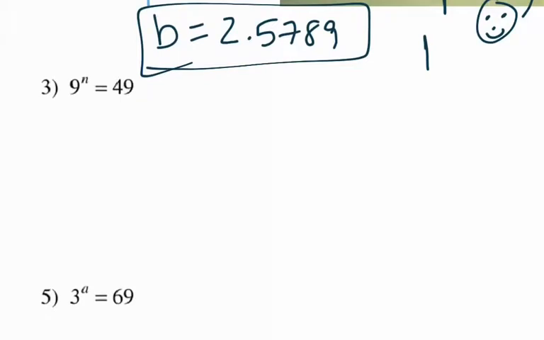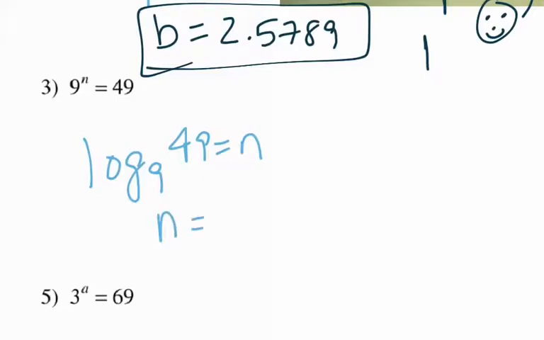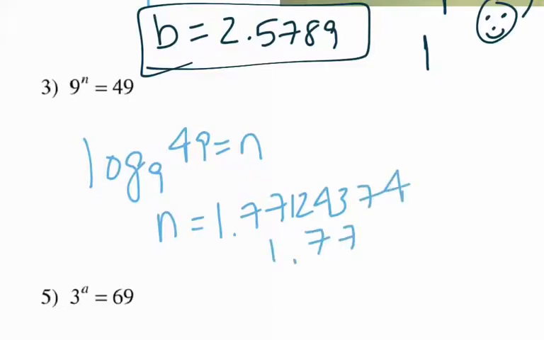In order to write this logarithmically, you would write log base 9 of 49 is equal to n, and then you would type that right into your calculator, log base 9 of 49, and my calculator is giving me 1.771243749, and then I'm going to round to 4 decimal places, so 1.7712, and that would be my answer.